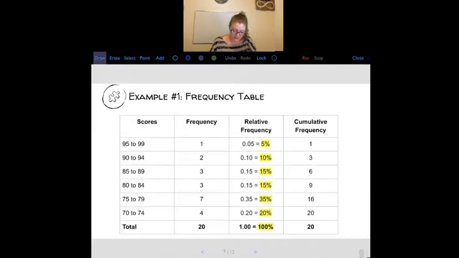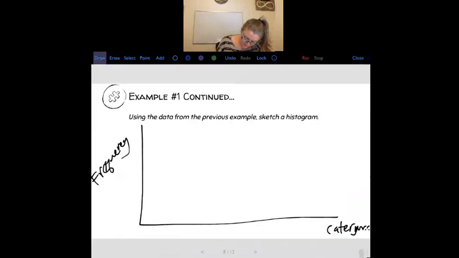So if I look back, my highest frequency is 7. So I'm going to make sure I have 7 notches vertically. And then I have 1, 2, 3, 4, 5, 6. So I'm going to make sure I have enough room for 6 bars. So let's start here. 1, 2, 3, 4, 5, 6, 7. And then I'm going to make these as equally spaced as possible. 1, 2, 3, 4, 5, 6.